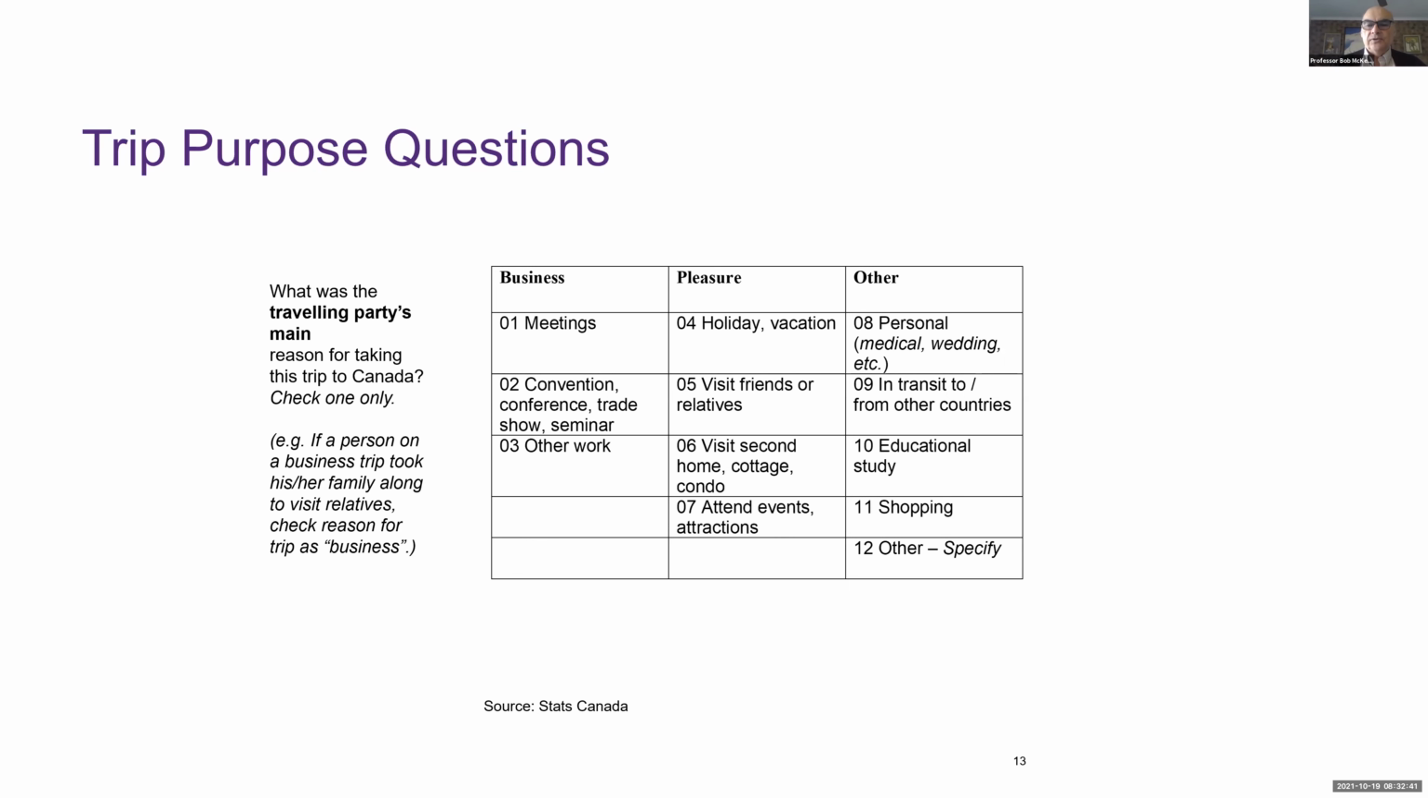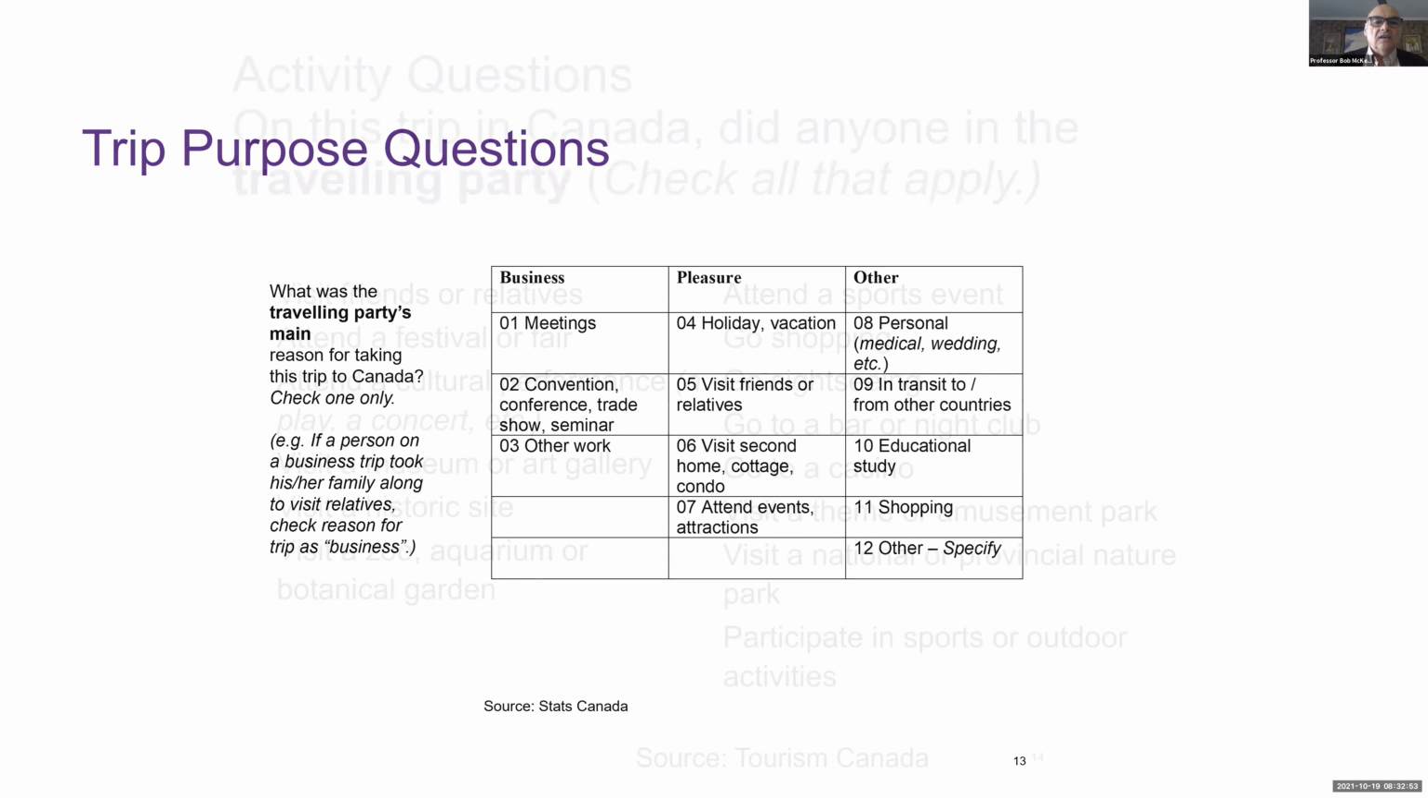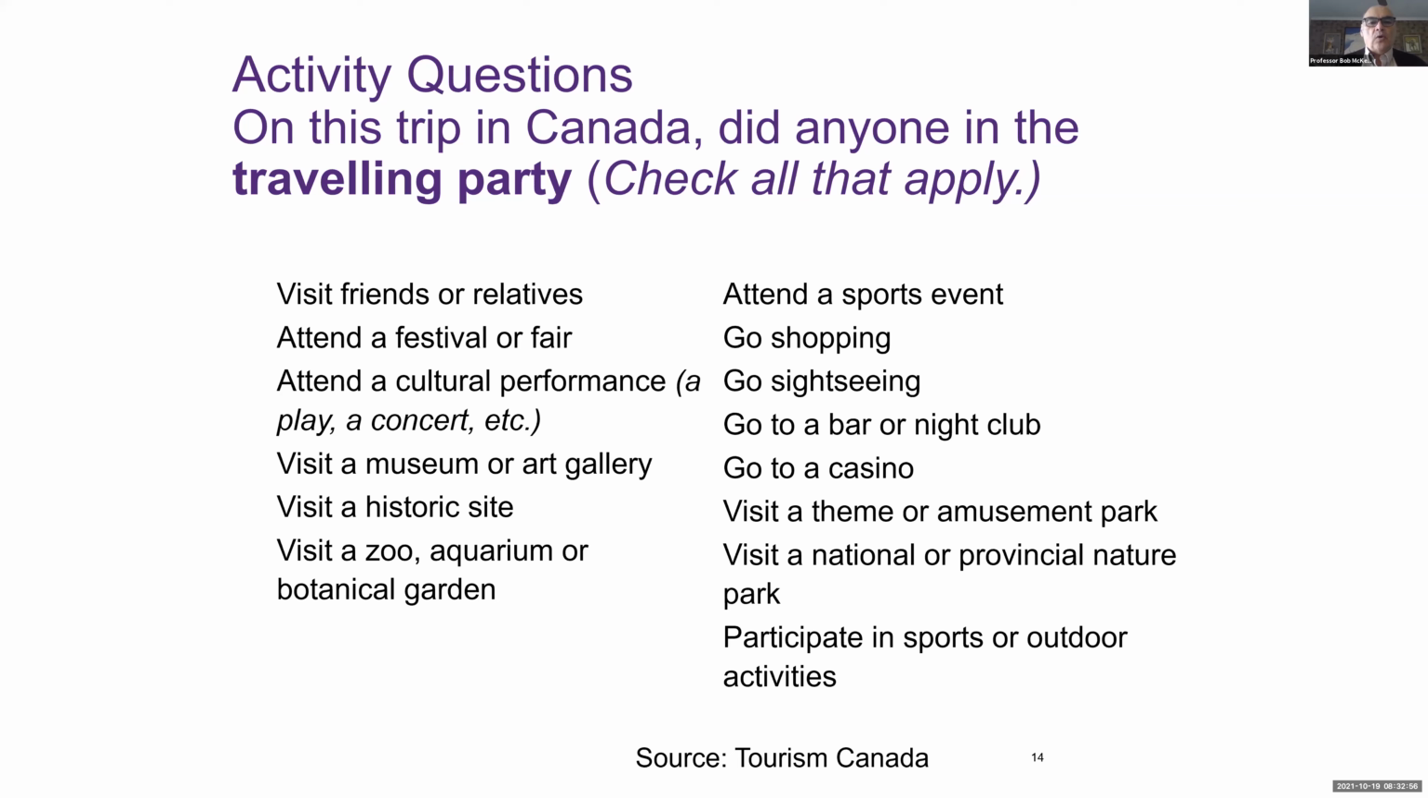Tell me, where's the cultural tourist? Where's the eco-tourist? Where's the golf tourist from this? It's impossible to define them. Then as you progress down the questionnaire, they tend to ask you this type of question. On this trip in Canada, did anyone in your traveling party, check all that apply? And they give you a list of anything from 15, 20 items to, in the case of Tasmania, 120 items. And you're told to tick all those activities that apply.